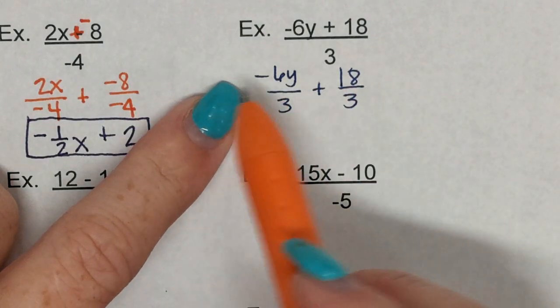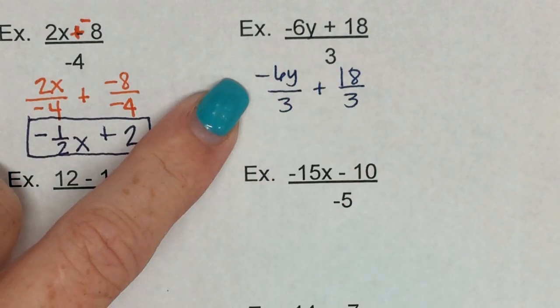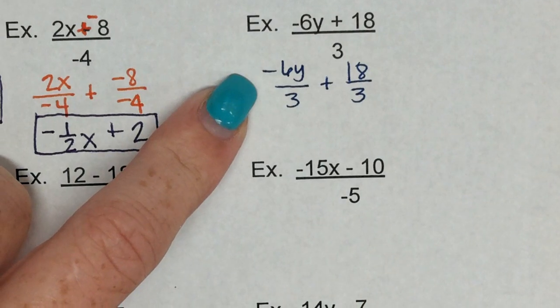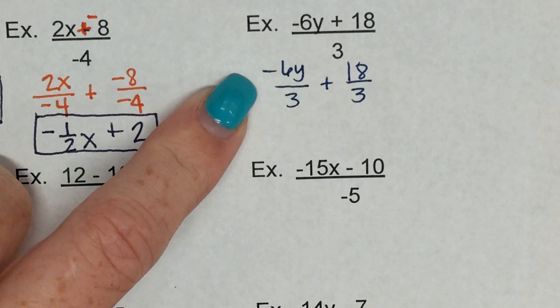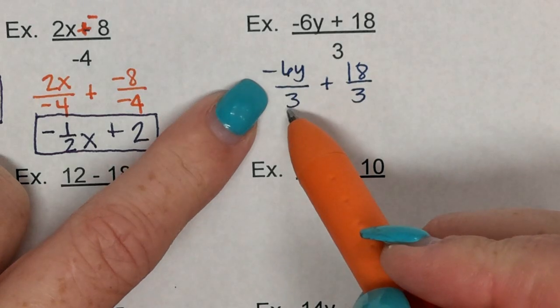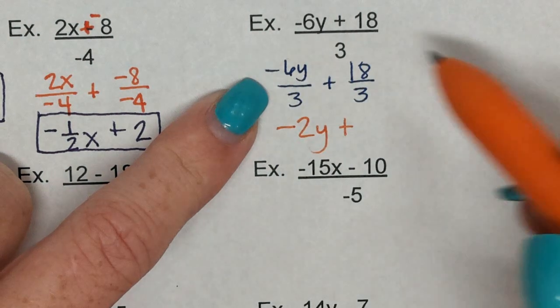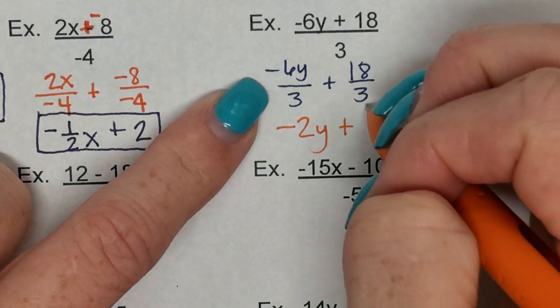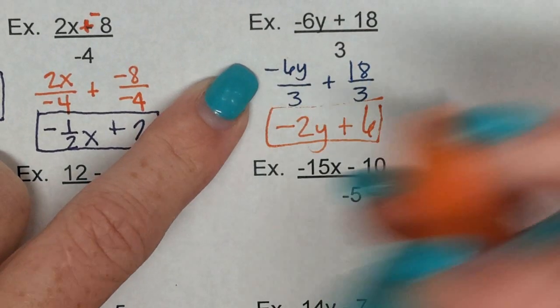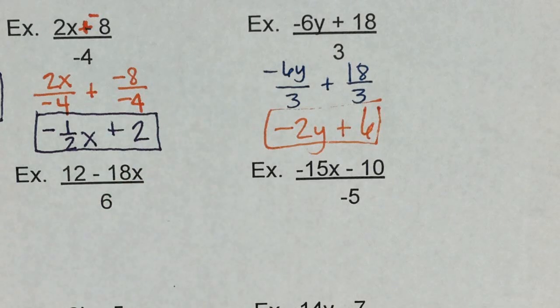Okay, if you want, check your first step with mine. Did everybody get negative 6y over 3 plus 18 over 3? Now we're going to simplify. Negative 6 over 3 simplifies to negative 2y plus, and 18 thirds is actually 6. Are we okay? All right, let's go to the next one.